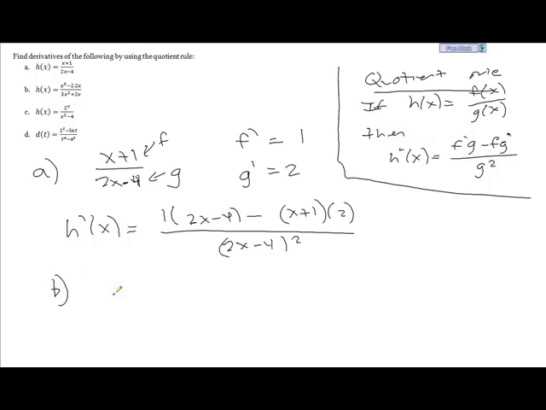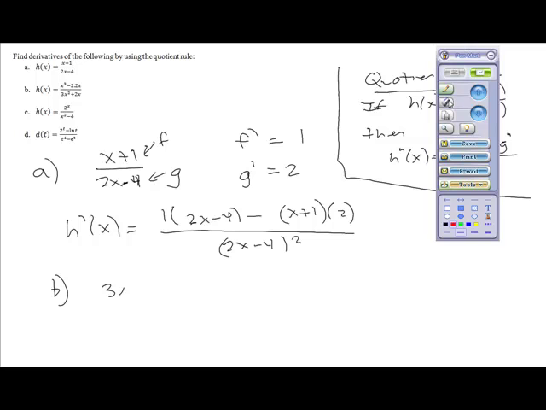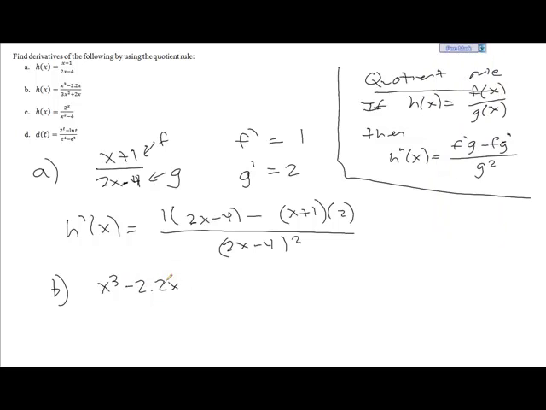Letter B, h of x equals x to the third minus 2.2x over 3x squared plus 2x. So this is our f, this is our g, and we have f prime equals 3x squared minus 2.2, and we have g prime equals 6x plus 2.